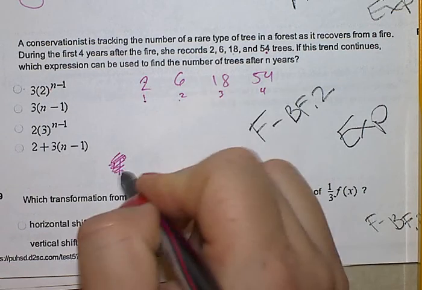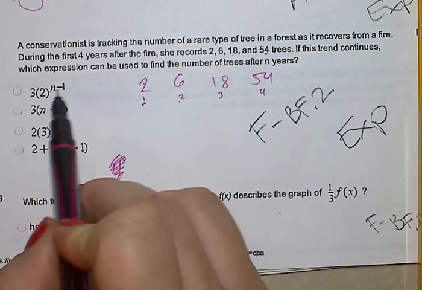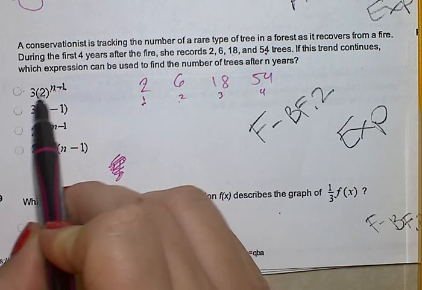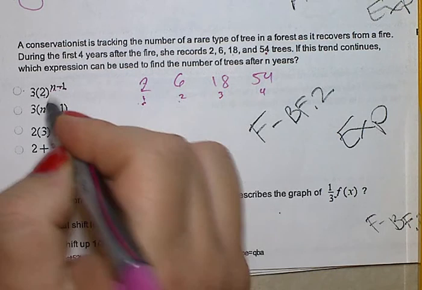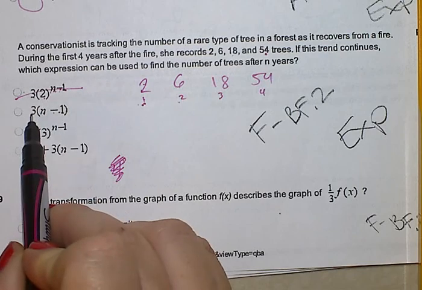Here we go. I'm plugging in 1 for n. 1 minus 1 is 0. N to the 0 power is 1. 1 times 3 is 3. Is that answer 3? No. 1 minus 1 is 0. 0 times 3 is 0, not 2.